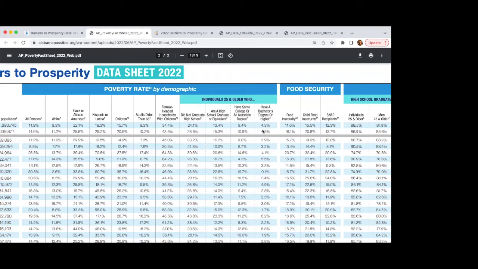Again, this figure right here is not saying that only 4.3% of Alabamians have a bachelor's degree or higher. Rather, it's saying the poverty rate of Alabamians who are 25 or older with a bachelor's degree or higher. So I hope that clears up some of the confusion. Everything under these columns is referring to the poverty rate of that specific population. If you have any questions about that, definitely feel free to let us know.